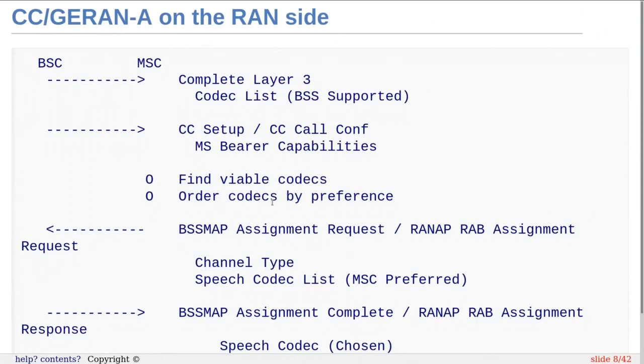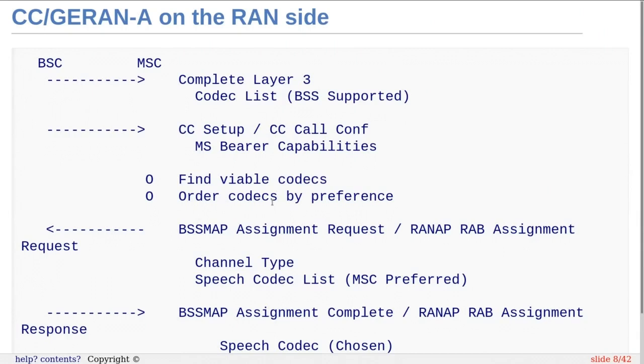Next up, we need to know about the phone itself, and that's told to us by the MS Bearer Capabilities. We get this in the CC Setup. So the phone tells us what it can do, and the BSC tells us what it can do and allows.